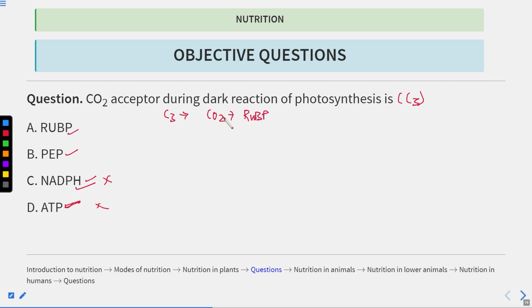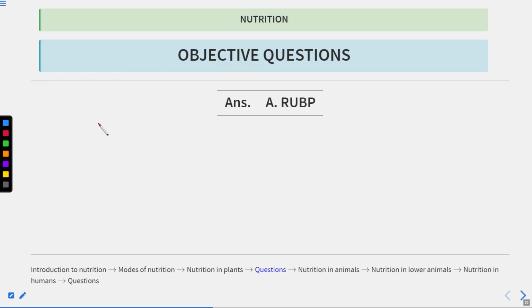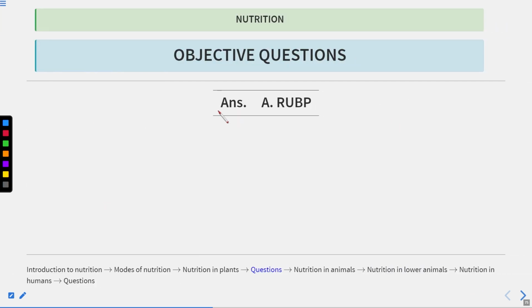And what happens in C3 plants? What is the primary receptor of carbon dioxide? RuBP, ribulose 1,5-bisphosphate. So what is the answer here? Option A is the correct answer. RuBP accepts the carbon dioxide and it changes into two molecules of phosphoglyceric acid. This happens during the C3 cycle or the Calvin cycle.